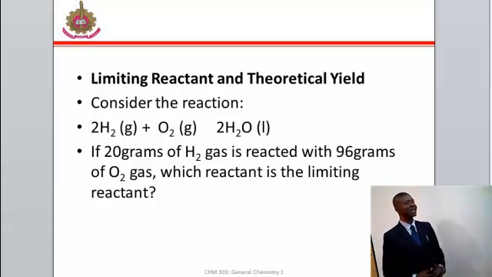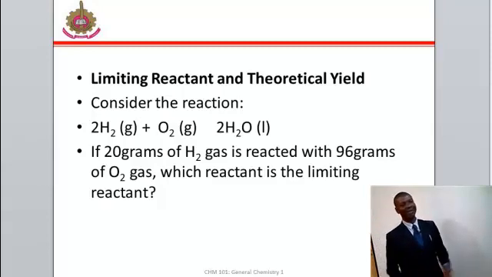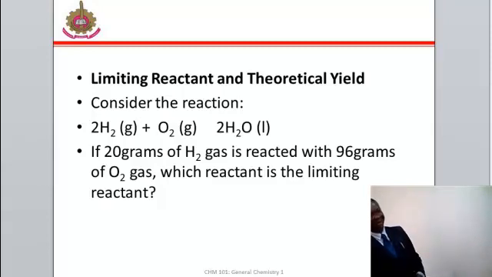If 20 grams of H2 gas is reacted with 96 grams of O2 gas, which reactant is the limiting reactant? In order to determine that, again, first of all, we have to write a balanced equation. We first see that the equation of the reaction is balanced. To determine which the limiting reactant is, first determine how much product will be formed by each reactant if all the reactant was consumed. The reactant that forms the least amount of product will be the limiting reactant.